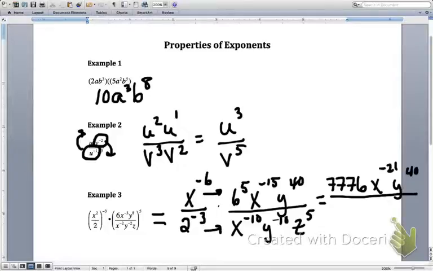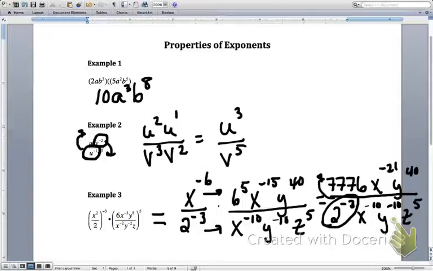I'm going to multiply straight across my denominator. That's going to give me 2 to the negative third. I'm going to keep it like that for now. X to the negative 10th, y to the negative 10th, and z to the 5th. Now I'm going to work on all of these negative exponents. I'm going to take this guy, move him up, so that he becomes positive. 2 to the negative third in the numerator will be 2 to the third, which is 8.